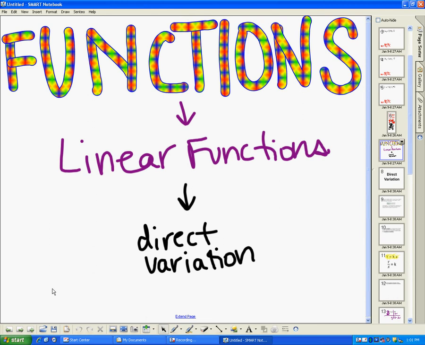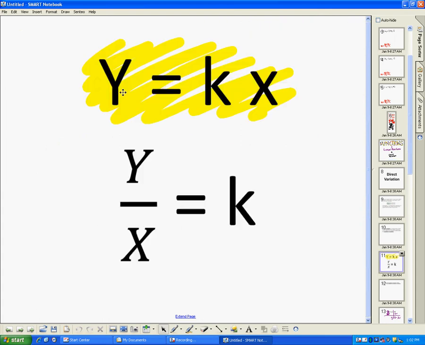Now, a specific type of linear function is a direct variation, and what that means is that there is a direct relationship between an x and a y. And so that would be y is equal to k times x, where k is a constant. So whatever x is, we multiply it by k, and that gives us y. And it works every single time, because that's what it means. There's a direct relationship between y and x.